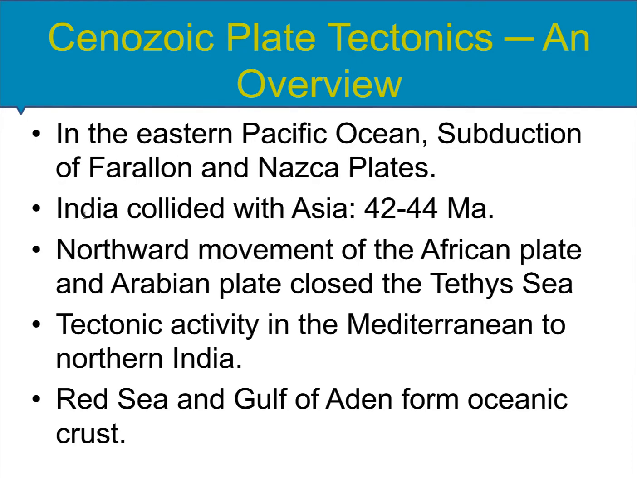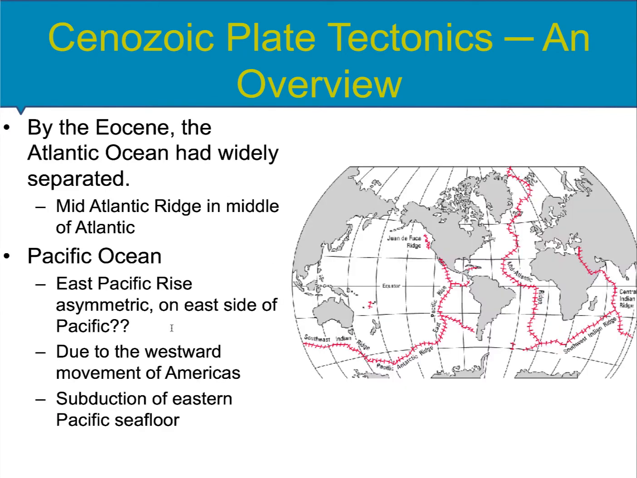We also see the collision of India with Asia around 42 to 44 million years ago. We also see the northward movement of Africa and the Arabian plates to close that equatorial seaway, the Tethys Seaway, and hence we start uplifting the Alps, the Apennines, the Pyrenees. So all those that we see anywhere from Europe all the way through the Himalaya range and Southeast Asia. And the last thing we're seeing here is this Red Sea and Gulf of Aden, where enough rifting has occurred where we actually develop a mid-oceanic ridge.